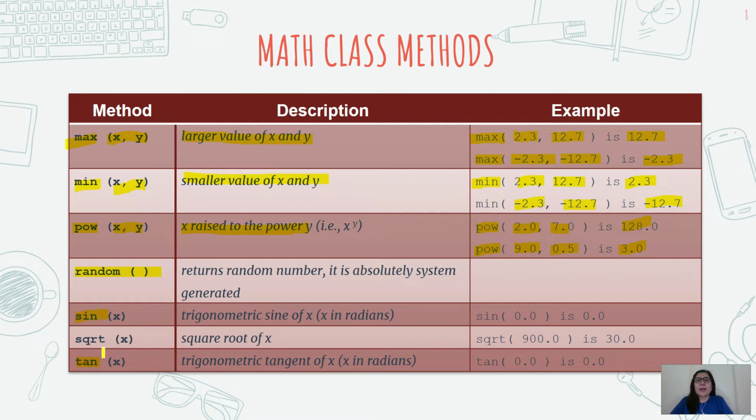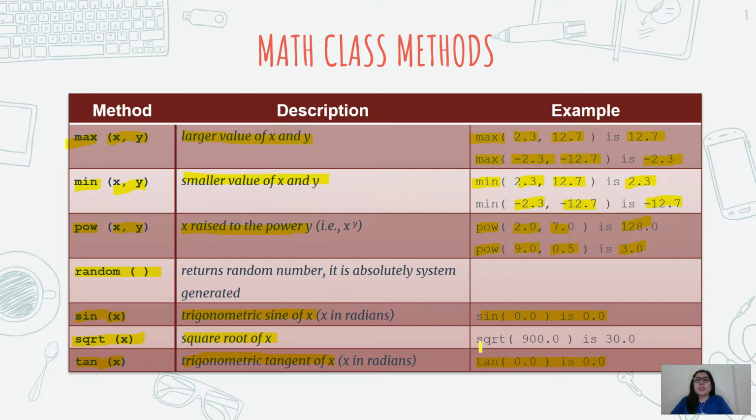Next, we also have sine and tangent. Let's combine sine and tangent. So, sine of x and tangent of x, wherein it is the trigonometric sine of x for sine and trigonometric tangent of x. So, it returns the result of the sine and the tangent. And lastly, we have the square root of x. It returns whatever the square root of x is.